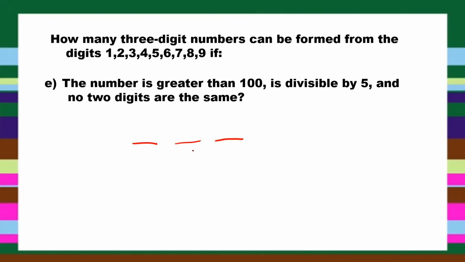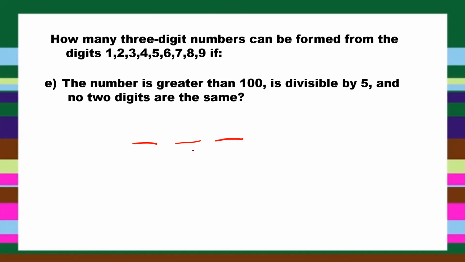Aside from the last number being 0 or 5, when you divide it by 5, there is no decimal point. So aside from the last digit being 0 or 5, if you divide it by 5, it will give you an exact number. So the rule here is we have to make sure that the last digit is 0 or 5.